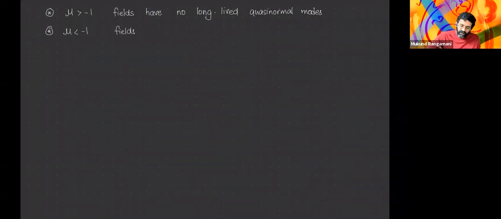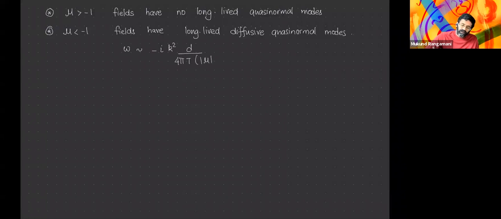It has logs, as you might expect. For M less than minus one, the modes are diffusive. In fact, I can even tell you what the effect of these modes is. These modes have a dispersion omega goes like minus I k squared over the coefficient. It modulates the diffusion constant. It's a proxy for what the diffusion constant is. Different negative values of M give you different diffusion constants.